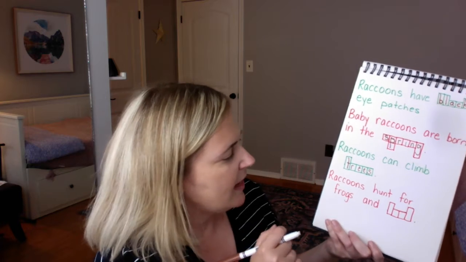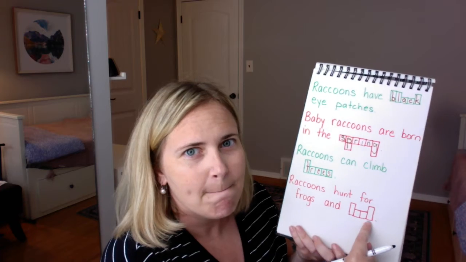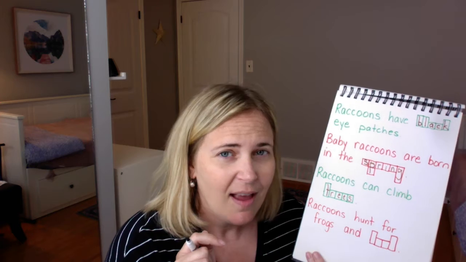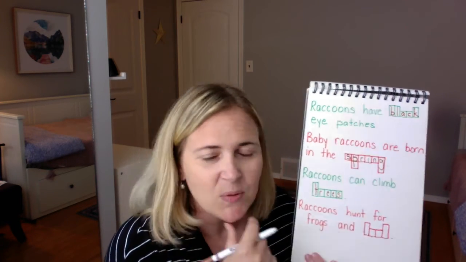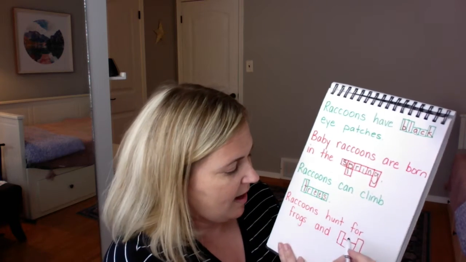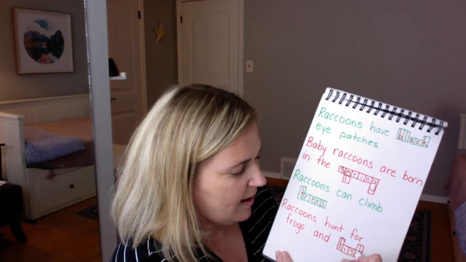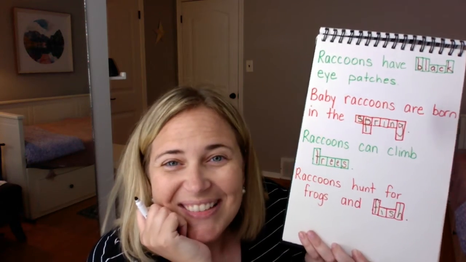And then our last sentence says, raccoons hunt for frogs and, and this was something that they found near the water. Do you remember what they ate in the water? And there was a picture of a raccoon eating this. And it starts with a tall letter and it ends with a tall letter. They hunt for frogs and fish. And that's the word fish. See, the F and the H are both tall letters. Good job, everybody. You're doing a great job learning about reading comprehension. We're really practicing that, and you're doing a really nice job with it.